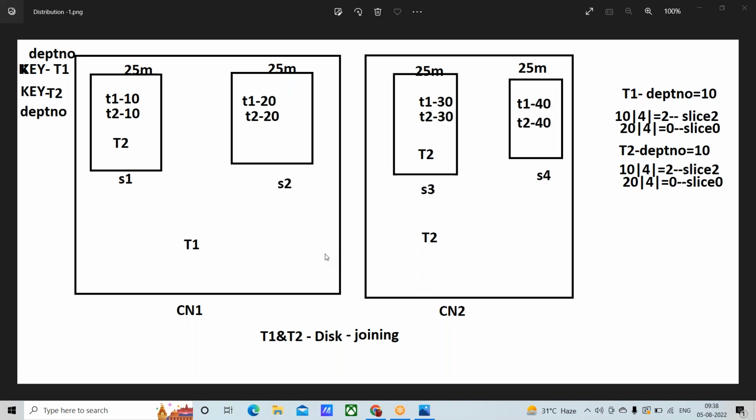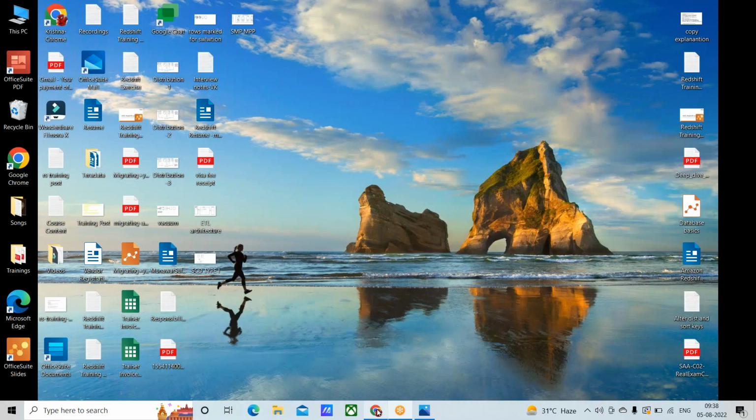Yes, sir, got it. Sir, does each slice have a separate disk, on each node? Wait, Somnath, did you get it? Yes, sir, got it. Prasad, you are asking whether each slice has a separate disk? I'll tell you, just a second.